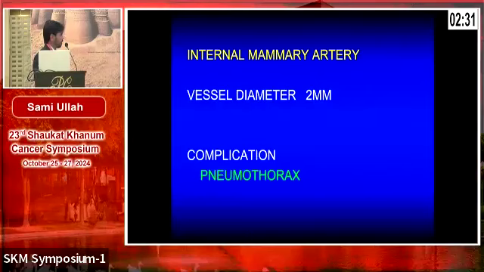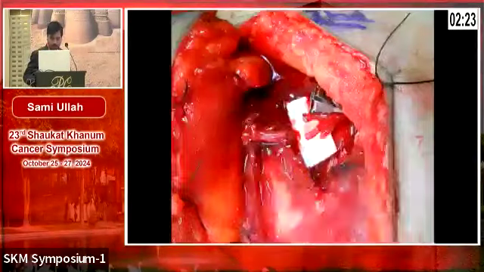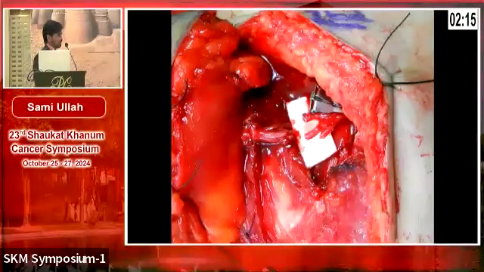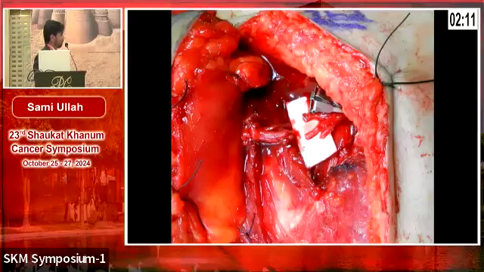Internal mammary vessels are commonly used for reconstruction and breast reconstructions. They are found adjacent to the sternum behind the costal cartilages. The way to dissect it is that you just remove the second costal cartilage. You open up the deep fascia, and the artery is located lateral to the vein. You just dissect it out from there, and then it can be used.